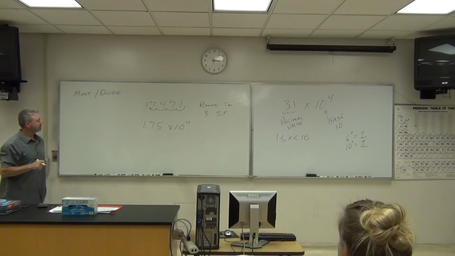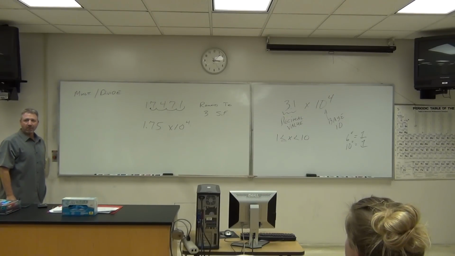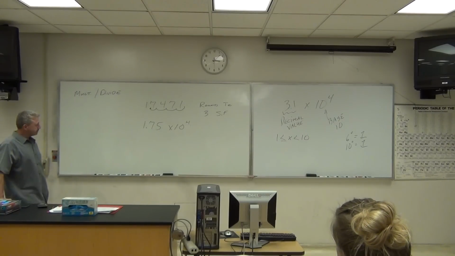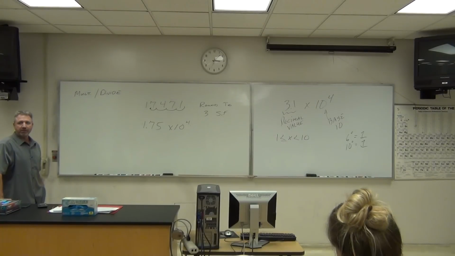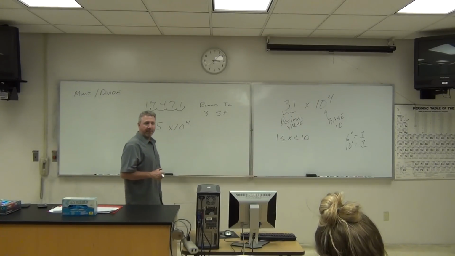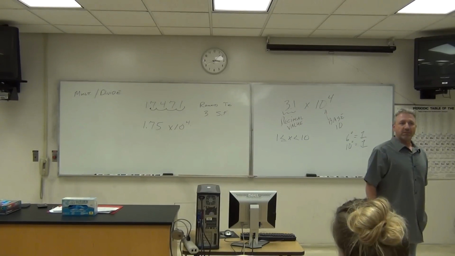So we do the digits first time around. Move 4 places, right? Right. Times 10 to the 4. You see that? Did you guys get that?